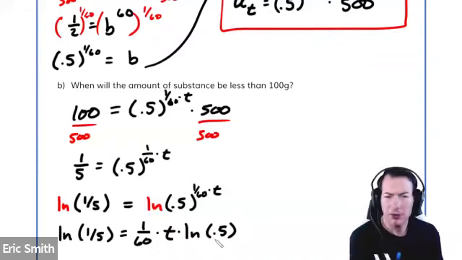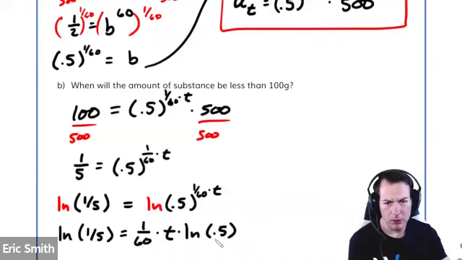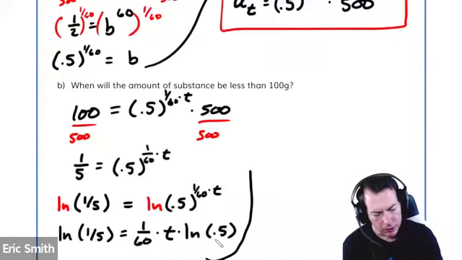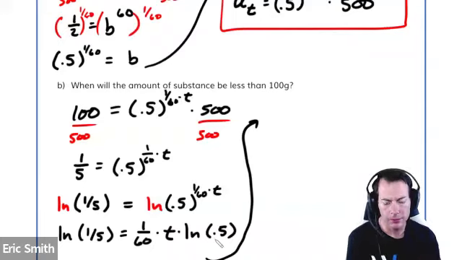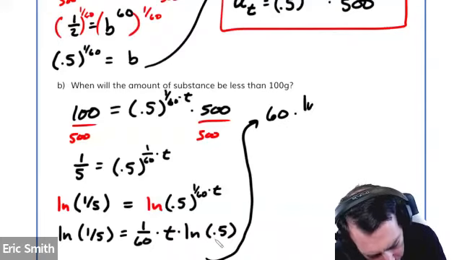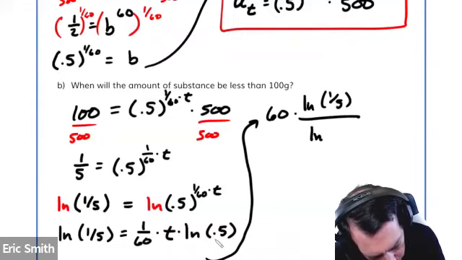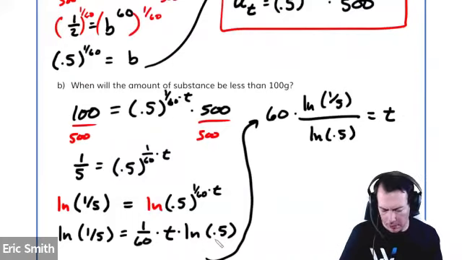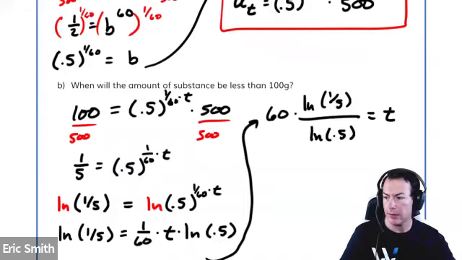The only thing we're after now is just the t. It's being multiplied by all of that other stuff. So I'm going to multiply by 60. I'm going to divide by that natural log. That should shuffle things over to the other side just fine. So 60 multiplied by the natural log of 1/5, all divided by the natural log of 0.5 equals t. All right, time to grab my calculator and see exactly where this ends up.